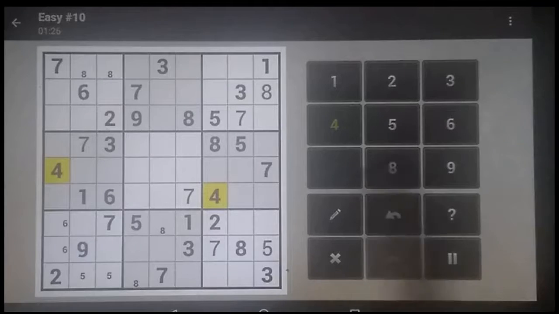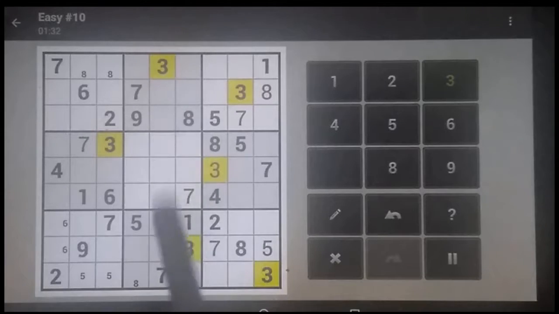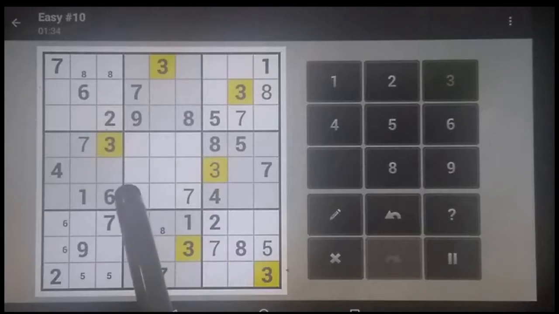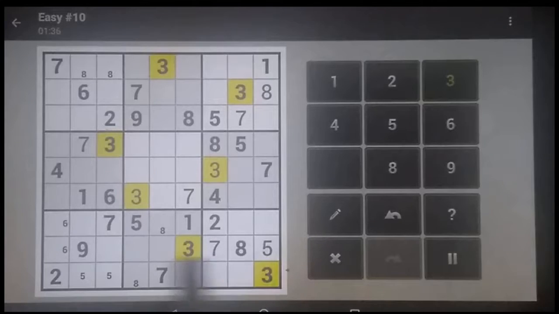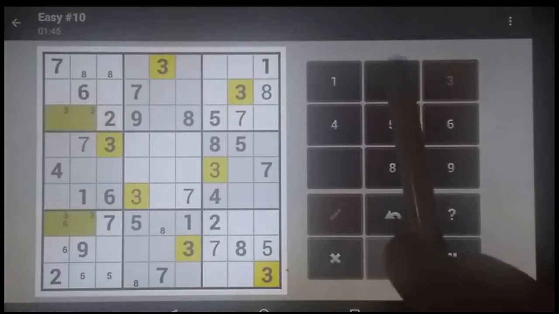Oh, not a lot on the 4s either. What about 3s? Oh, that's better. Both of these columns, so there's one. Both of these columns, both of these rows, got to be that one. Both of these rows, got to be one of those two. And both of those rows, so it's got to be one of those two.